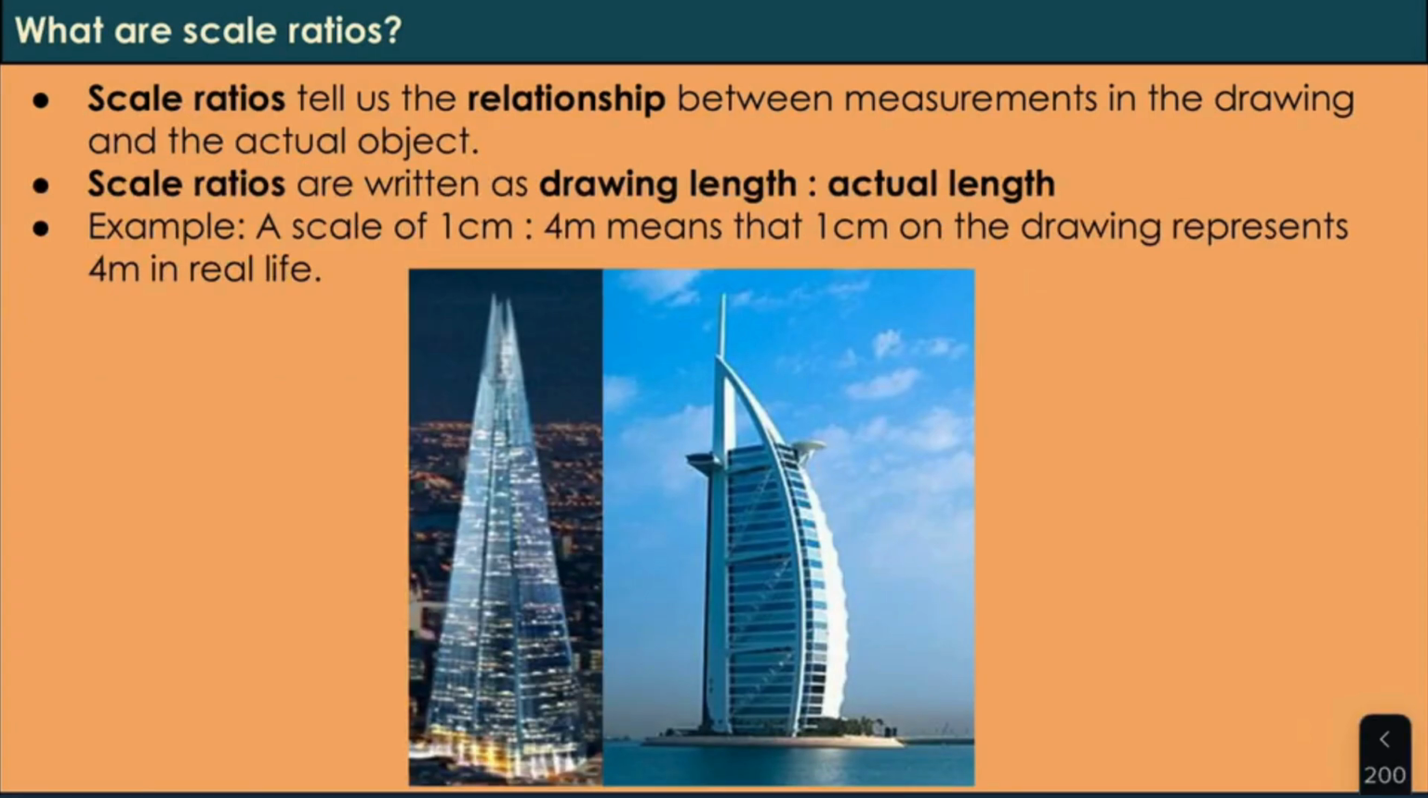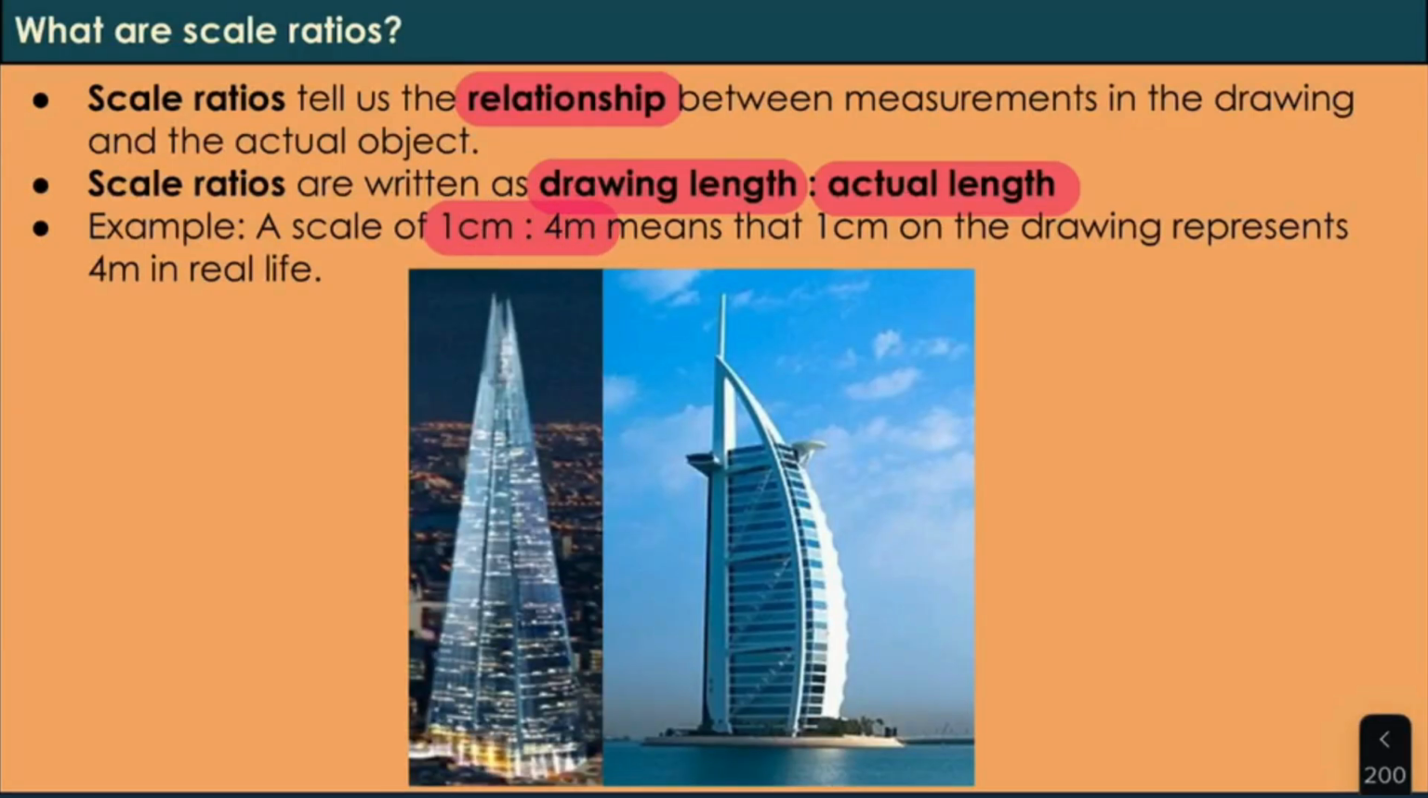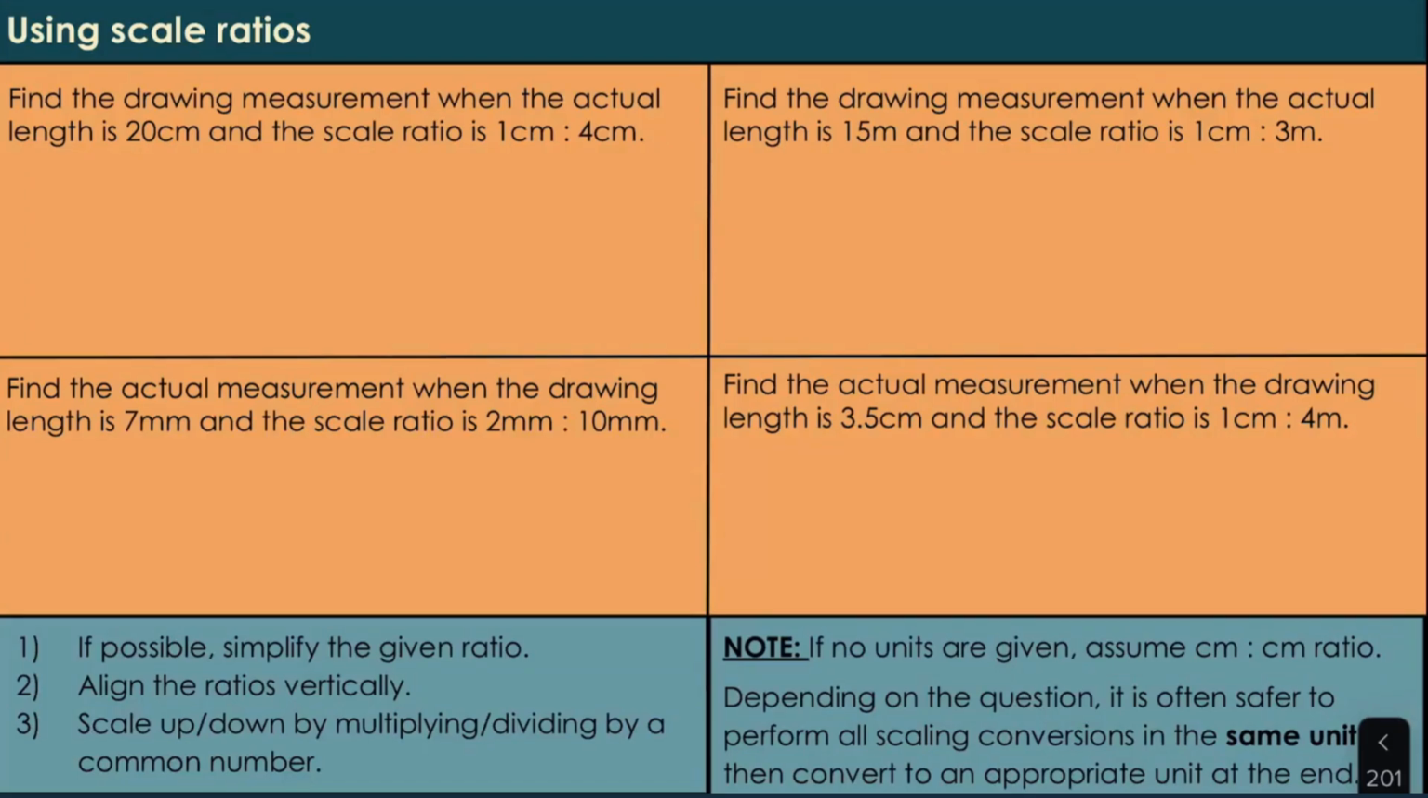So we should remember scale ratios tell us the relationship between measurements in the drawing and the actual object. Scale ratios are written as the drawing length compared to the actual length. For example, a scale of 1 centimeter to 4 meters means that 1 centimeter on the drawing represents 4 meters in real life. We'll now use scale ratios to find either the drawing measurement or the actual measurement.